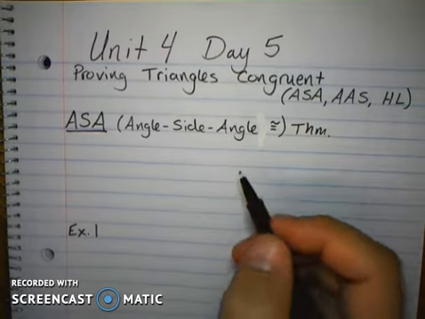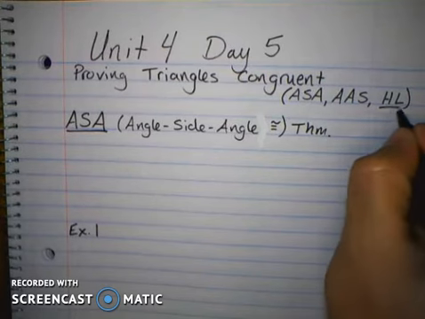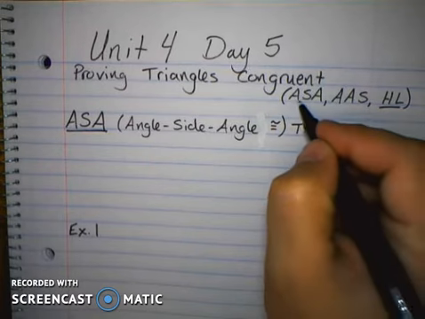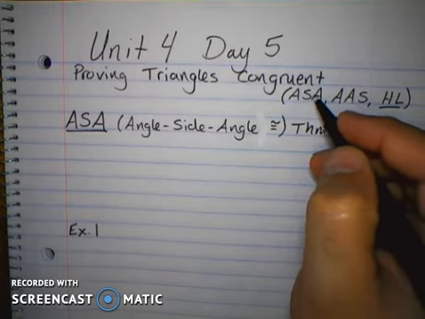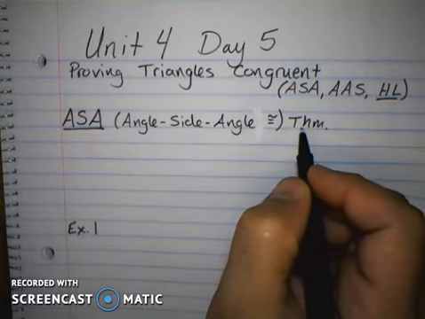Those are ASA, AAS, and then HL. And this is a unique one we'll talk about at the end of the video. But these first two, the A's and S's, stand for angles and sides. So the first one is called the angle-side-angle congruence theorem. And here's what that looks like.